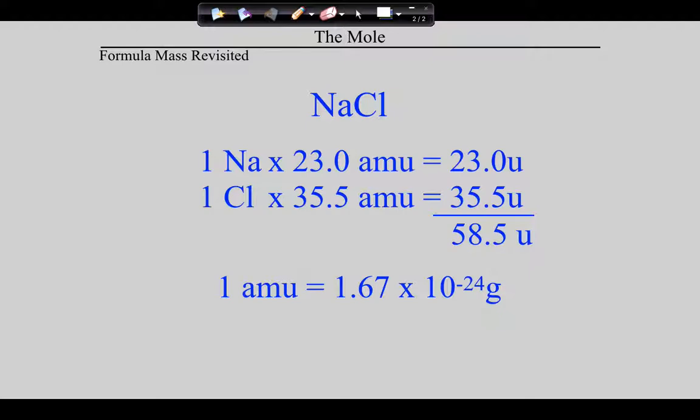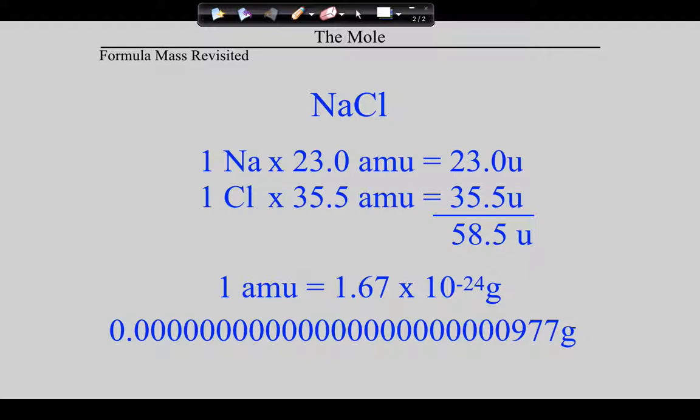Well, guys, I'll do the math. 58.5 times this, guys, that's how much salt we are telling you to weigh when you weigh out 58.5 atomic mass units of salt. Now, guys, our $5,000 balances that I have for AP, we're not even in the ballpark. So, guys, do you now understand the problem? Do you see the problem?